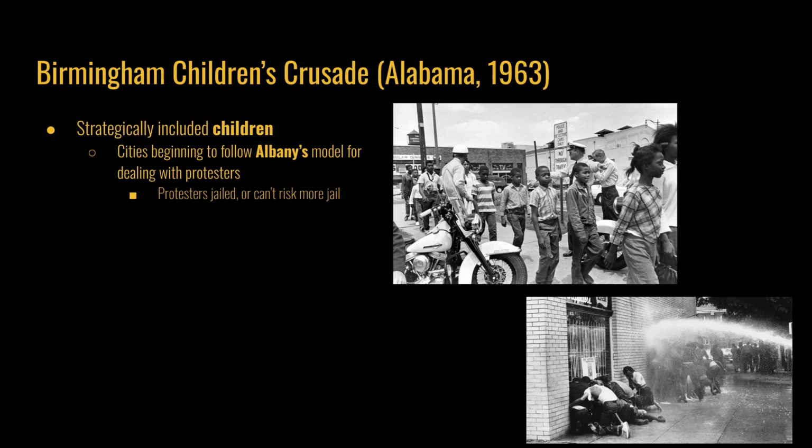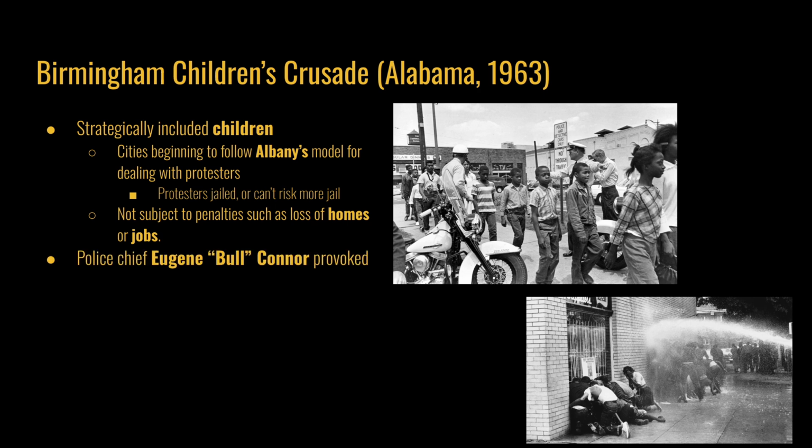In response to this challenge, the movement shifted its strategy, controversially deciding to involve children as protesters. This idea was not universally supported within the movement, as some leaders were concerned about the ethical implications. However, children were seen as less likely to face penalties such as job loss or eviction, which many adult protesters risked. The involvement of children provoked an extreme response from Birmingham's police chief, Bull Connor.